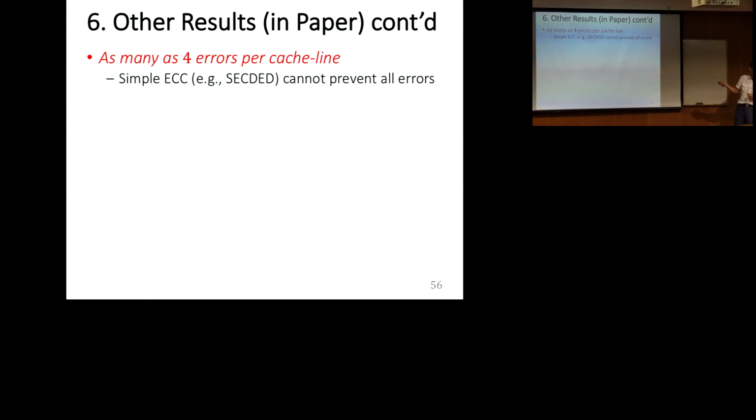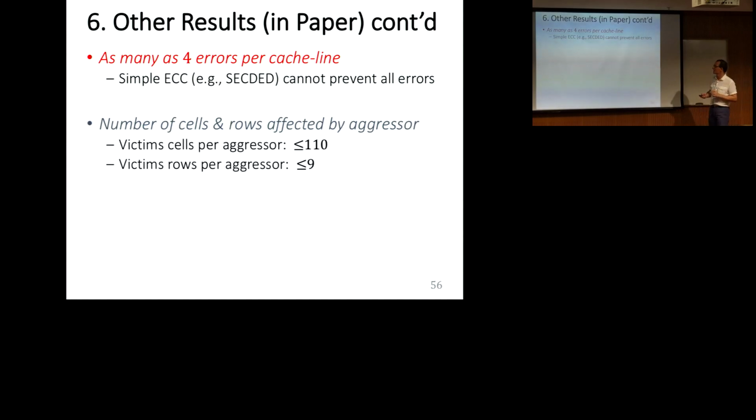Basically, simple ECC cannot prevent all errors because we see as many as 4 errors per cache line. And ECC, error correcting codes, are actually one solution to problems like this, but I will argue later that it's not a good solution, because error correcting codes are very good at correcting stuff that you don't know how it happens. It's an overkill for things that you know how they happen. In this case, you know exactly why this happens. You have an access pattern. And if you identify that access pattern, for example, then maybe you can solve it. Or maybe you don't identify it, but you're more probabilistic, as I will discuss in a little bit.